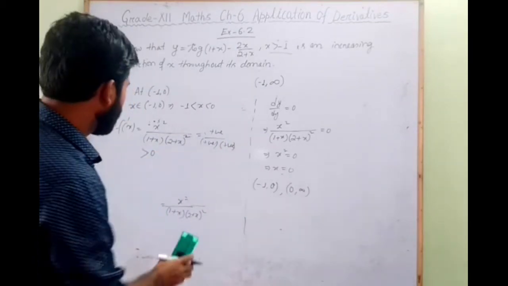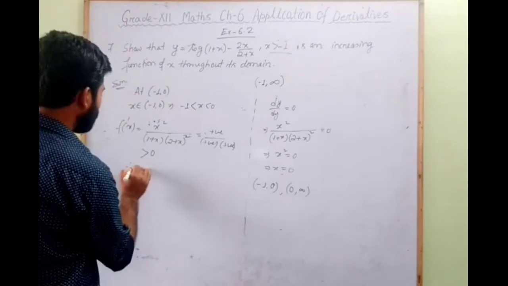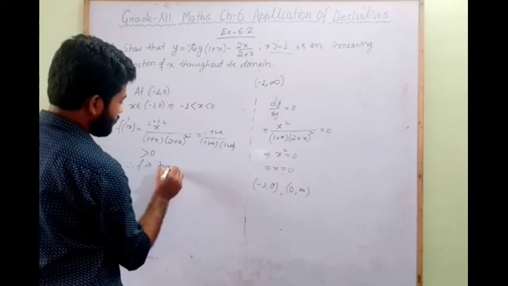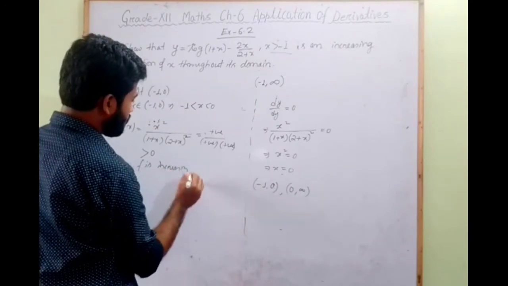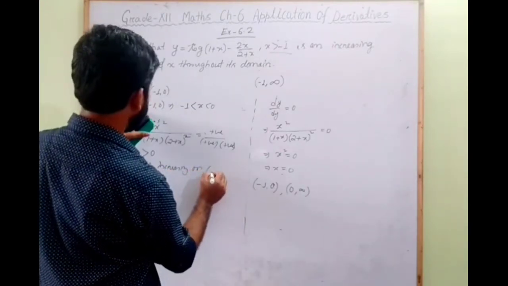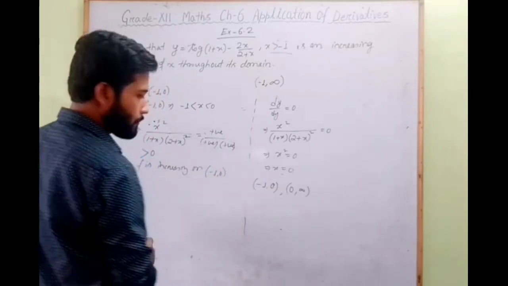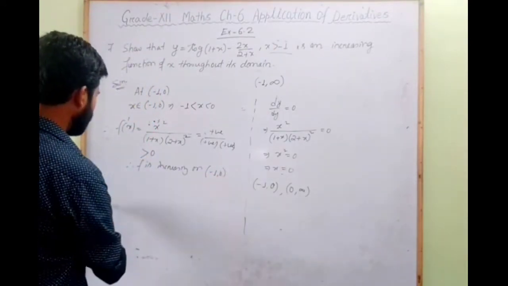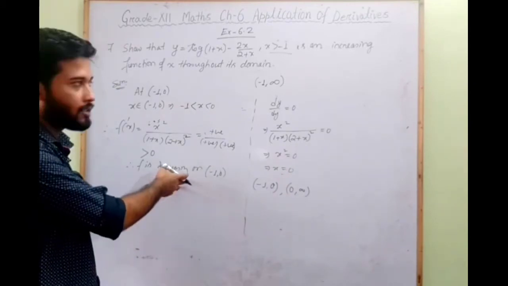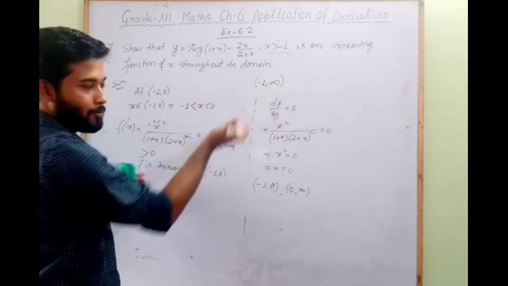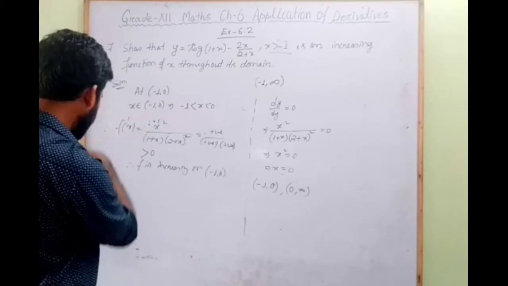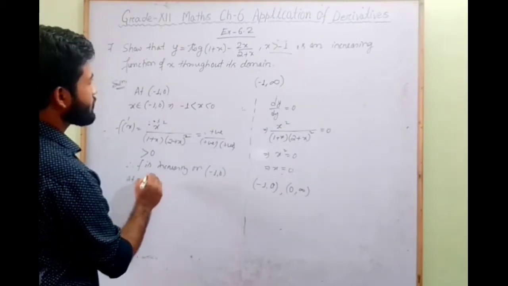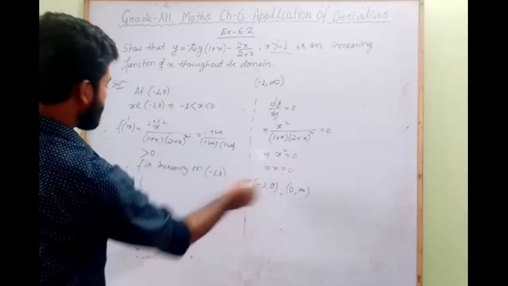Fine. So therefore f is increasing on the interval (-1, 0). Clear? Again, we could have written strictly increasing, but since the given interval is open itself, there is no question of that. Again, what is our other interval? It is 0 comma infinity.